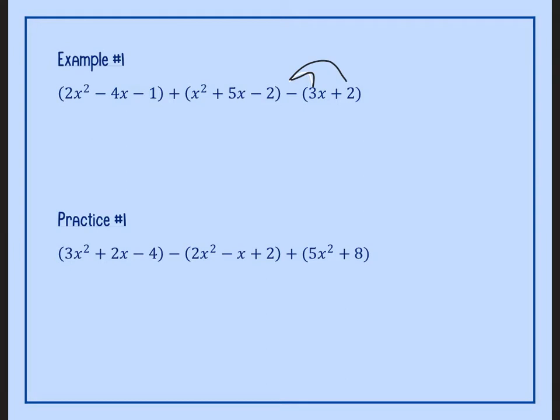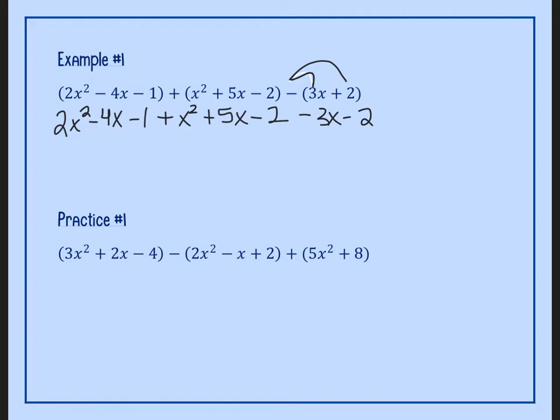So first, bring down the first two parentheses. And now for the next two parentheses, when I distribute the negative, this becomes a minus 3x and it becomes a minus 2. So minus 3x minus 2.